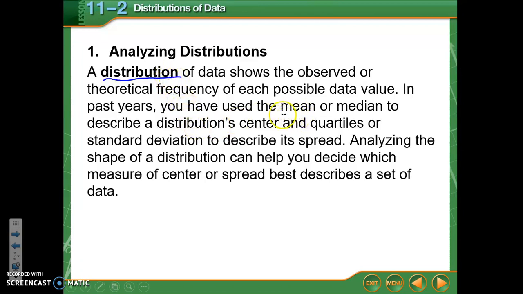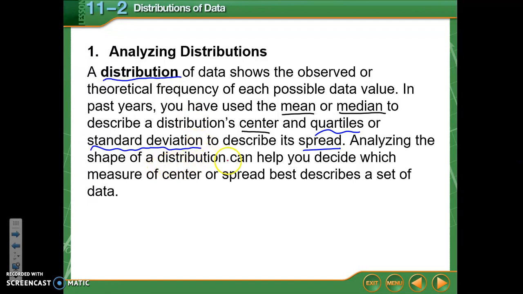In past years, we've used mean and median to describe the center of our data, and we've used quartiles and standard deviation to describe the spread. Center means that we're kind of using one number to describe what the data is. We'll talk about that in just a second. And spread is how far spread out or how clustered together is my data.